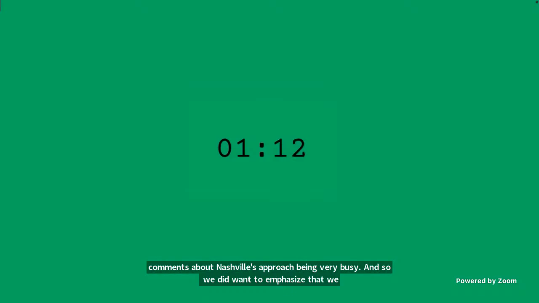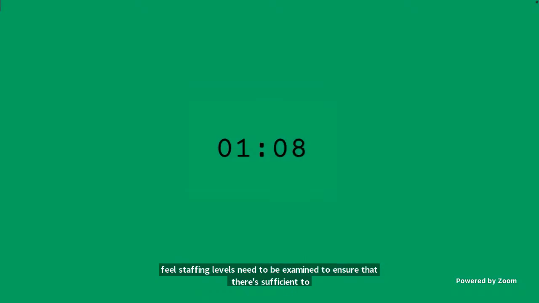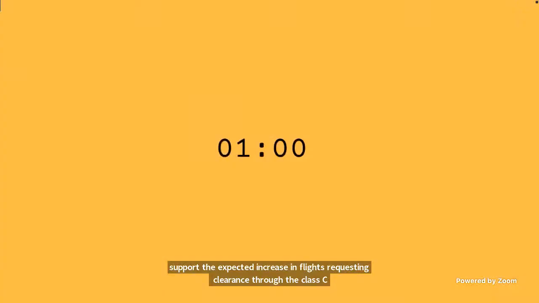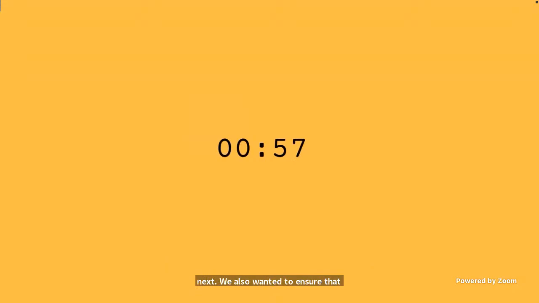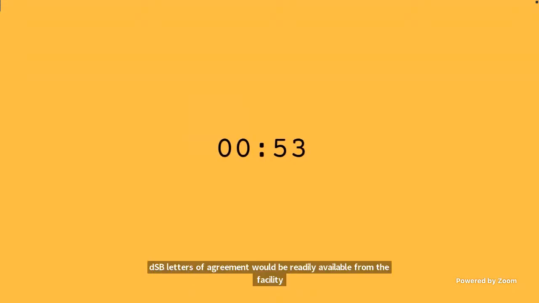Next, we also wanted to ensure that ADS-B letters of agreement would be readily available from the facility. There are a number of non-ADS-B equipped aircraft in the area that are going to need to be accommodated. We have had issues in other areas of the country where these LOAs are not readily available. So that's something that we'd like to see addressed here proactively.